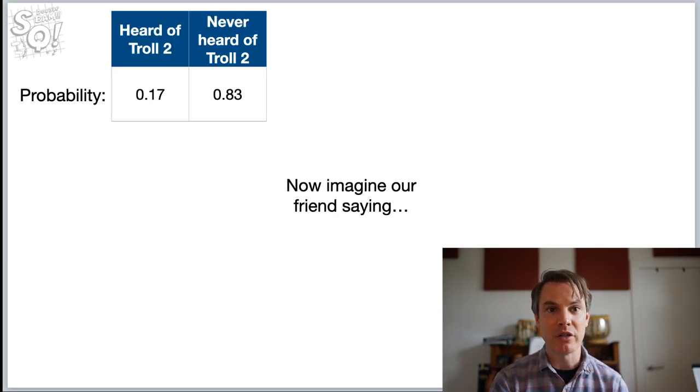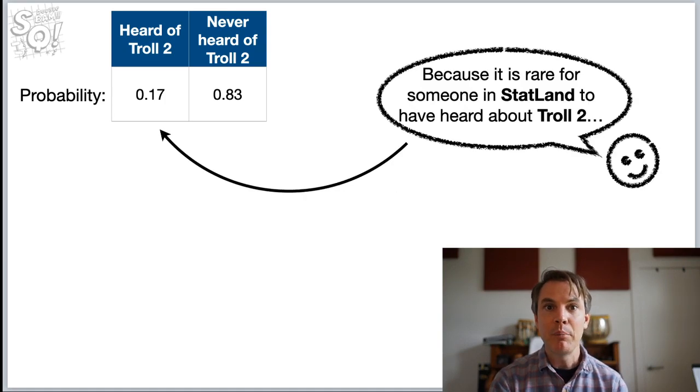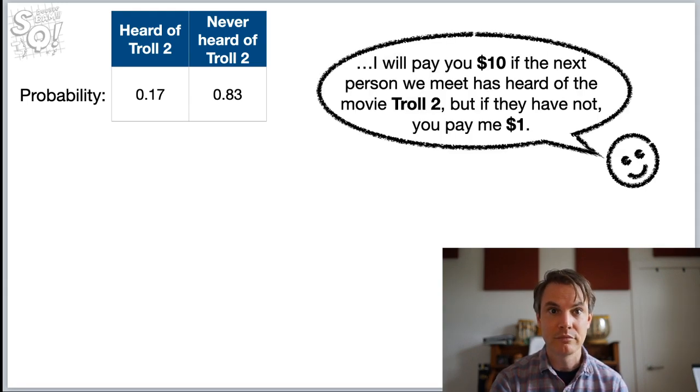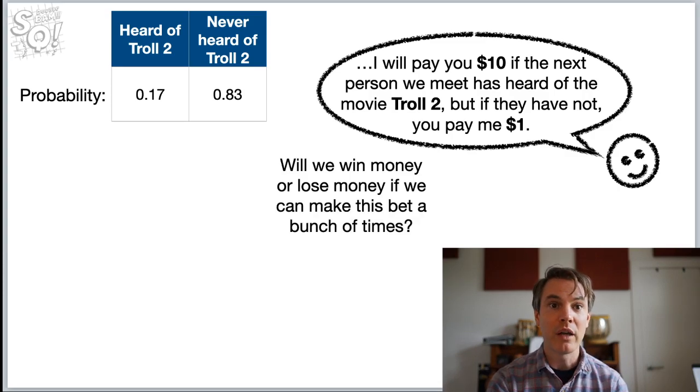Okay, now imagine our friend saying, "Because it is rare for someone in Statland to have heard of Troll 2, I will pay you $10 if the next person we meet has heard of the movie Troll 2. But if they've not, you pay me $1." Okay, so this is a slightly different bet. If they've heard of Troll 2, we get a bigger payout, but it's also rarer to find people that have heard of Troll 2. So there's a higher likelihood we're going to have to pay our friend.